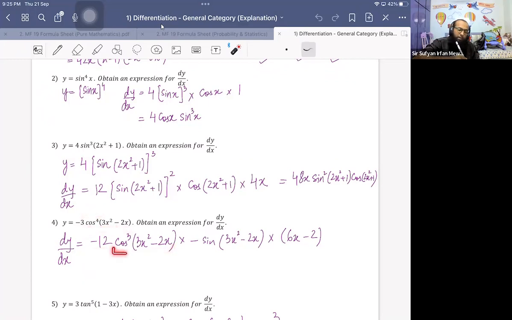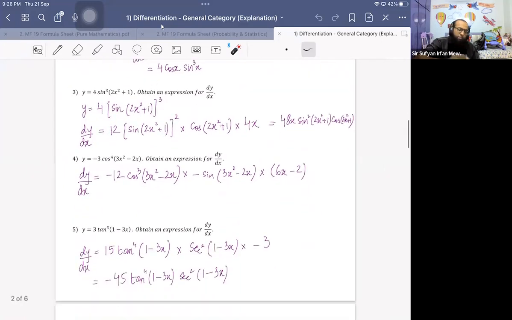Then comes the turn of cos angle. Now ignore the power. When you're dealing with the function, ignore the power, because we have already dealt with the power. Now it's the turn of cos angle. So cos 3x square minus 2x is minus sine 3x square minus 2x. And at the end, we differentiate the angle. So 3x square minus 2x gets converted to 6x minus 2. So first we deal with the power, then the function, and then the angle.